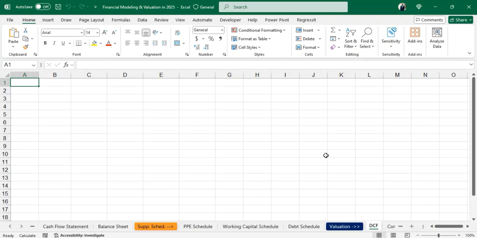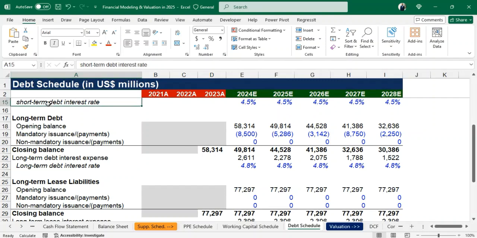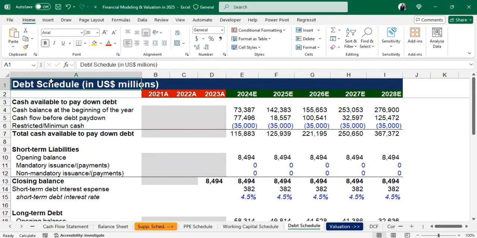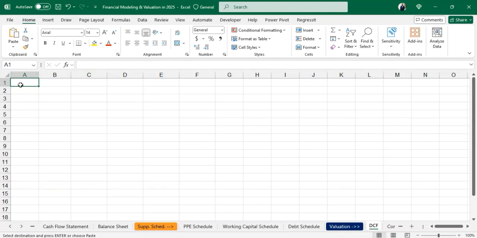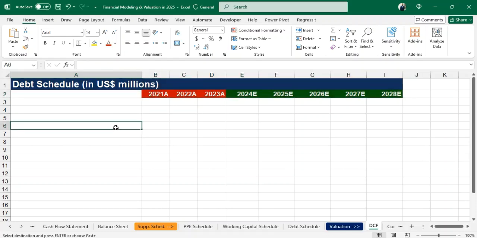So what I'm going to do first of all is to go to one of my old formats and copy one. So I'm going to copy the format of our debt schedule. So let's copy this and come back to my DCF sheet, and I'm going to the paste section here. I'll click the drop down there and select keep source columns width. So I'll keep that, and this is it.